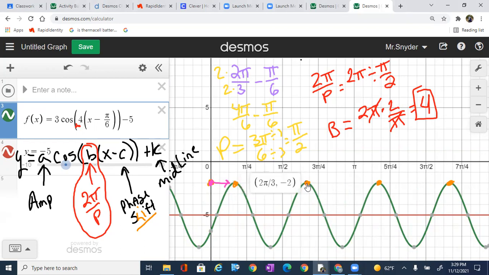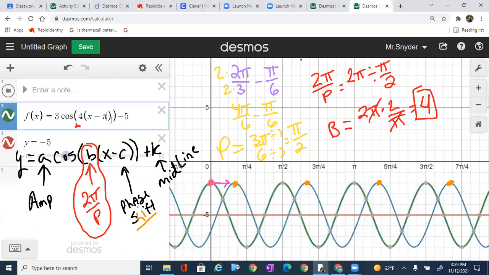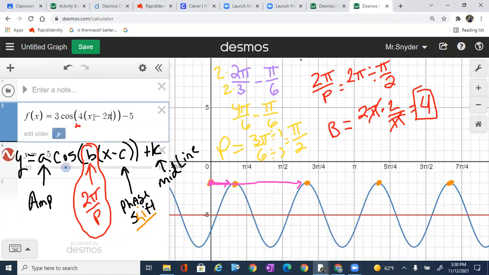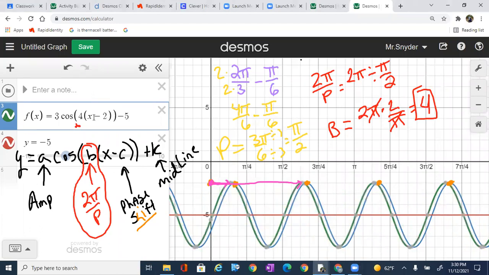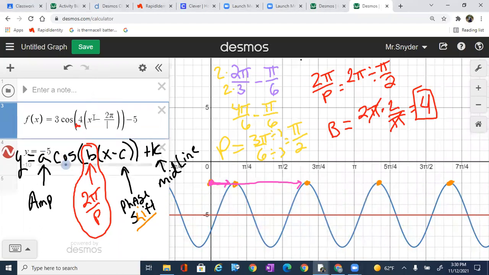I can come to this one. I can say, hey, look, let's go to 2 pi over 3. Let's take that original point, and instead of going to that first one, I'm going to the second one, which was 2 pi over 3. Well, let's do that. I'm still moving it right, so I'm going to put minus 2 pi over 3. And guess what? It still shows up.